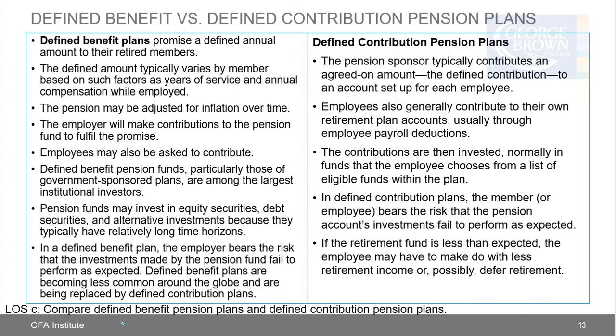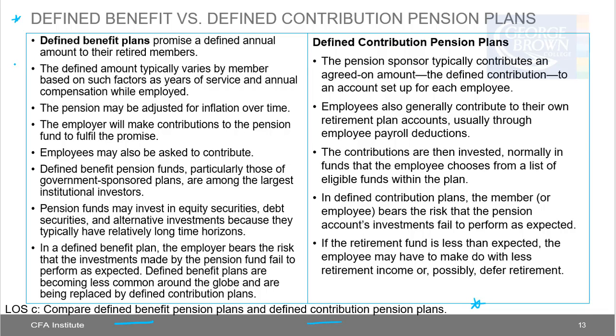Learning Outcome Statement C is compare defined benefit pension plans and defined contribution pension plans. It's important to note that there are quite a few questions in the learning ecosystem regarding defined benefit and defined contribution pension plans. Definitely I would expect to see a question on this on the exam, okay? So you can see there are going to be some differences and some similarities between defined benefit plans and defined contribution plans. It's important that you understand. So this slide is basically a good summary.